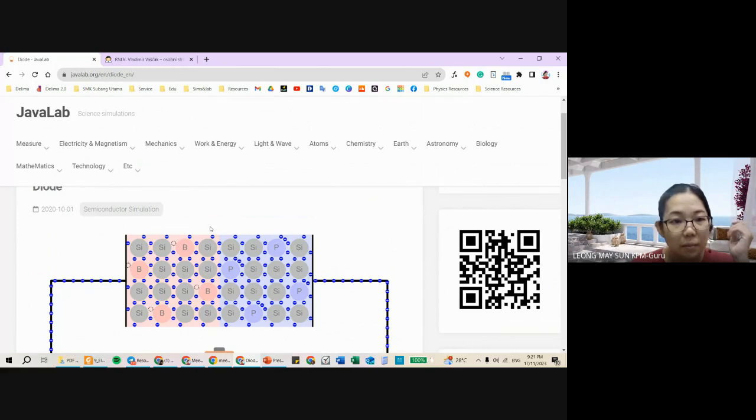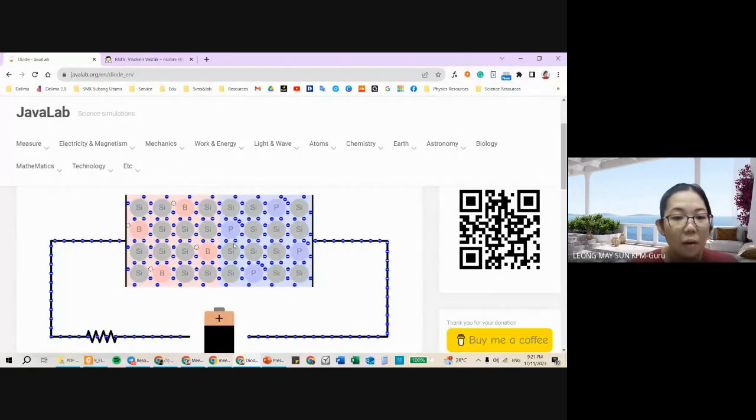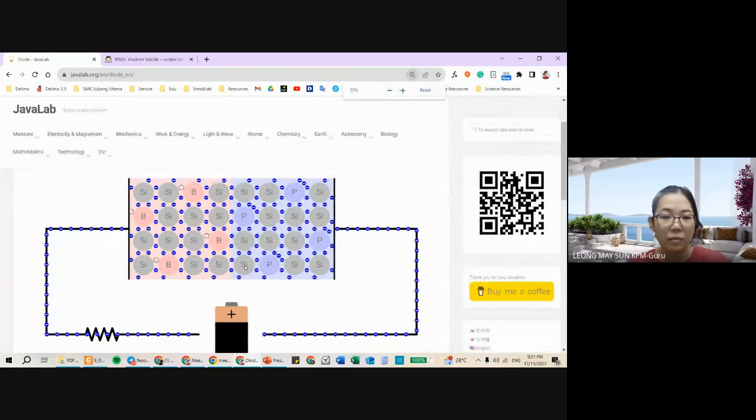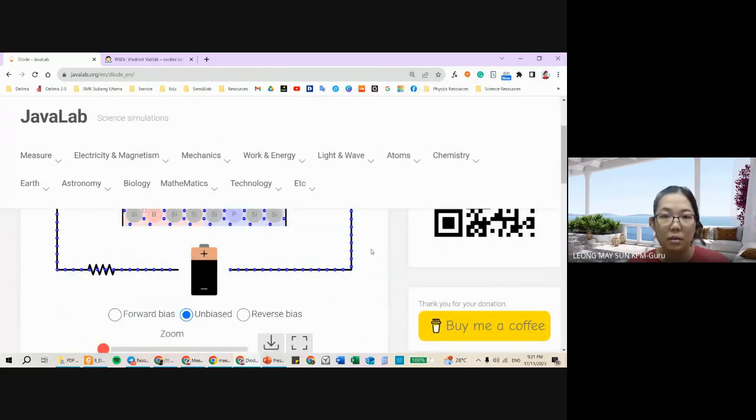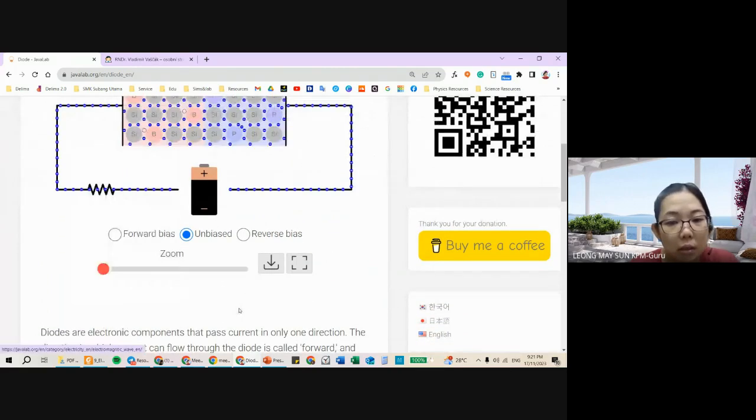All right, so this is the PN junction. Okay, what happens here is if I were to, can I take this away? Tak boleh tutup ini hari ni. Okay.